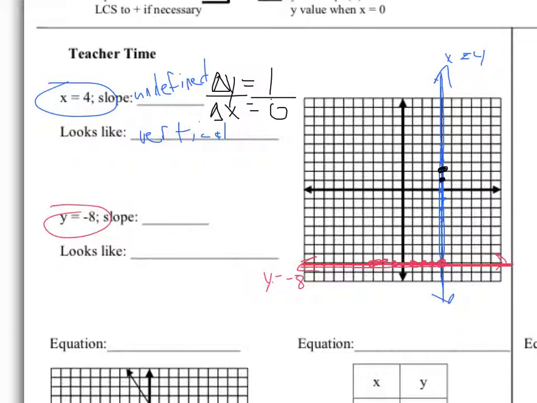So it's a special case as well. What does it look like? How would we describe this line? Horizontal. Yeah, this is horizontal.